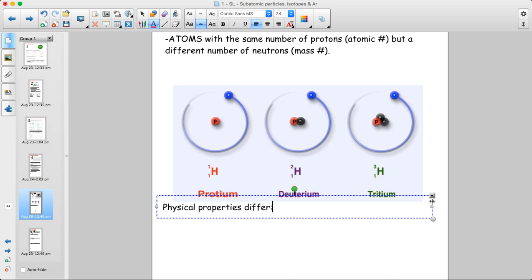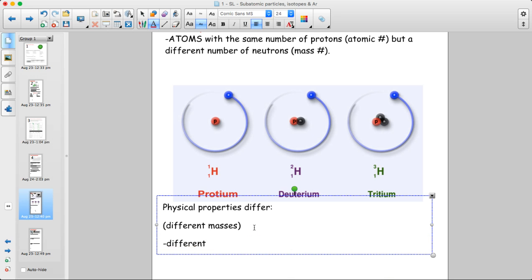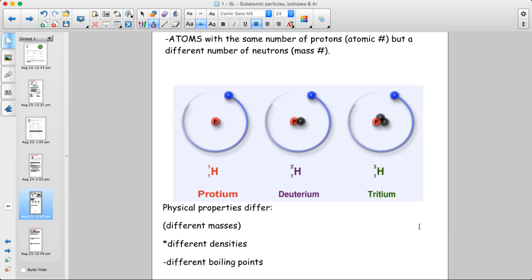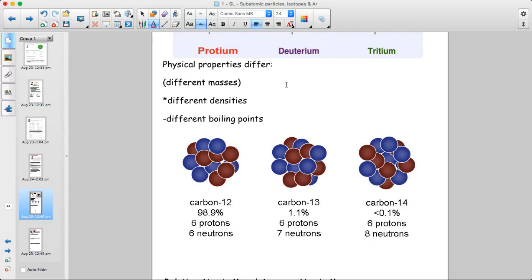So those physical properties don't have to do with how it reacts. They have to do with other properties. So they have different masses. This usually isn't really accepted as a property on the IB exam, though. Better to point out that they would therefore have different densities. And this can sometimes affect their boiling points. But I'd say the easiest one to remember is that because they have different masses, that will affect how dense samples of different isotopes are. Okay, but they have identical chemical properties.